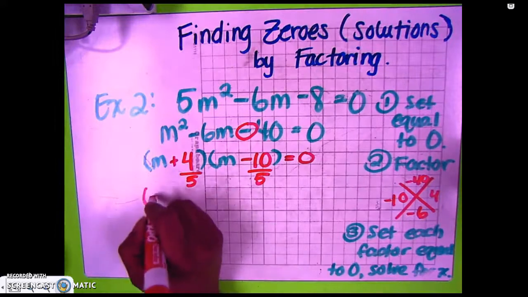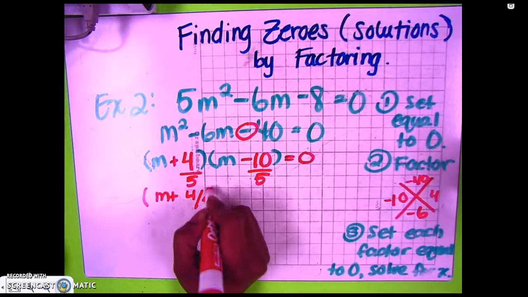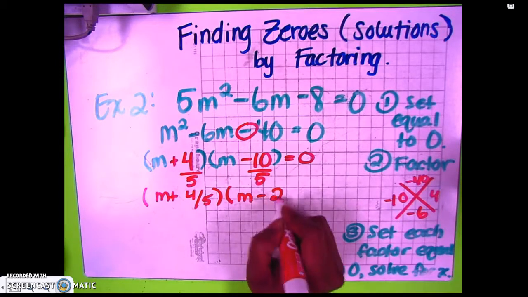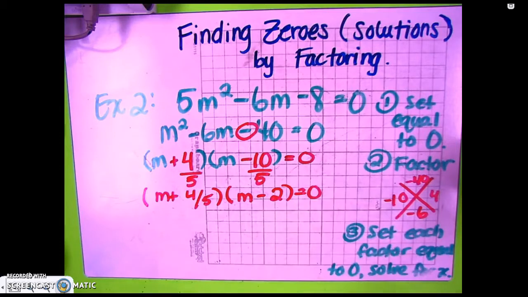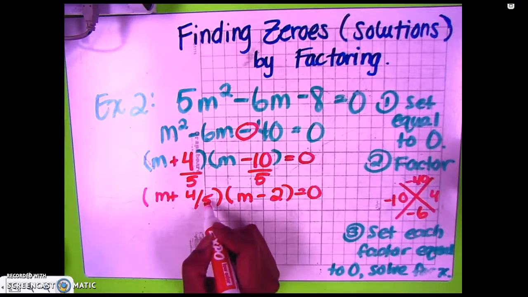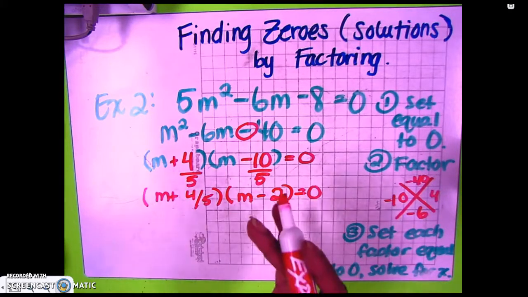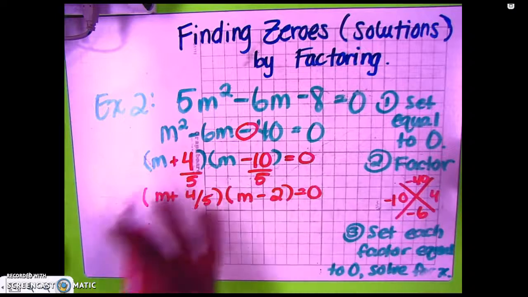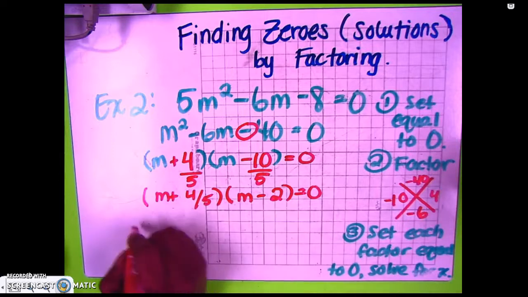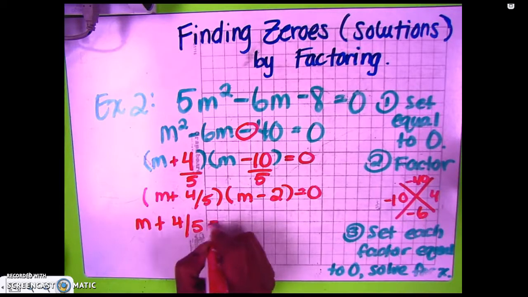So now I have m plus 4 over 5 and m minus 2, because 10 divided by 5 is 2. Usually when we do bottoms up and we're just factoring, we take the denominator and move it up to the front. But since we are finding zeros, we don't have to do that. That would just give us an extra step. So we're going to keep our factor like this, m plus 4 over 5, and set it equal to 0.